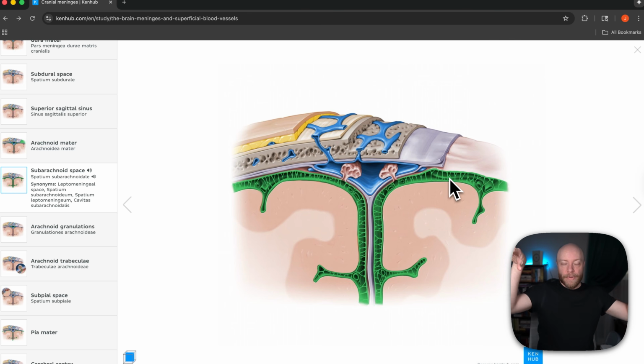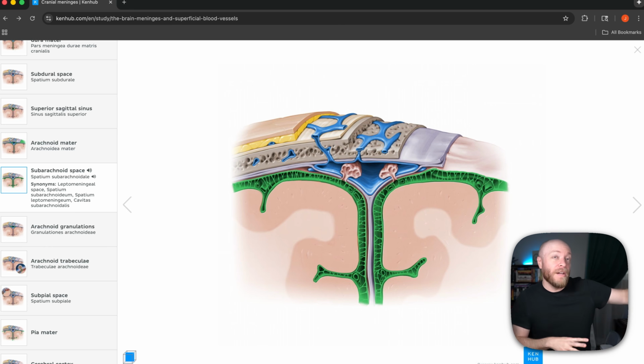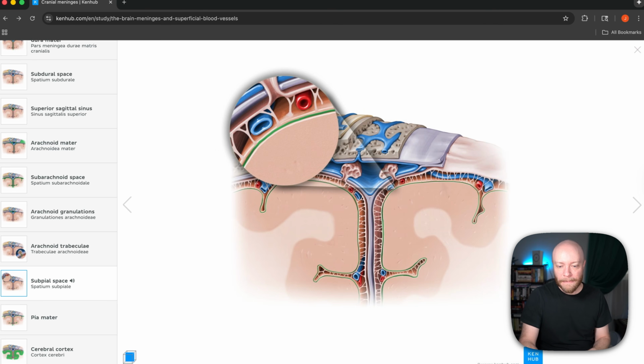And inside of here would be the cerebrospinal fluid. So I would actually be swimming inside of the subarachnoid space in the cerebrospinal fluid. I would see blood vessels next to me. All of that is bordered by that arachnoid mater and the pia mater.